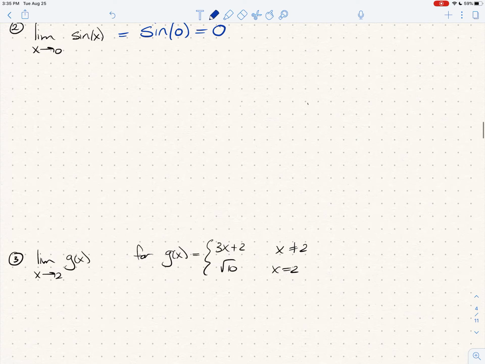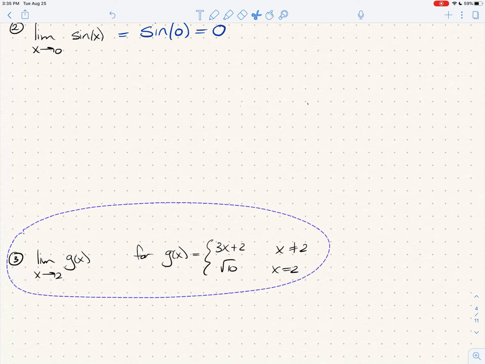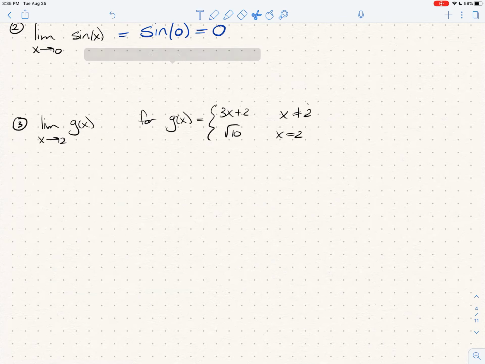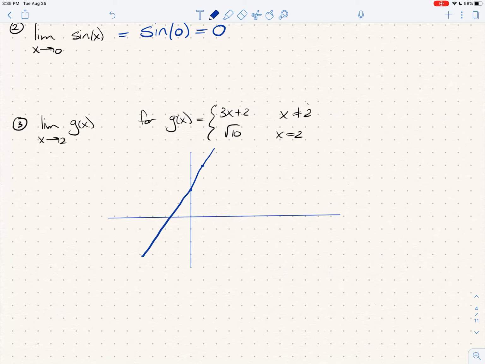And then finally, I wanted to do another example with you. Let me scoot this one up as well. So I want to take the limit as x goes to 2 of this function, and the function is piecewise defined. So let's see if we can sketch a picture of what's going on with this function to help us understand. So we'll begin by just sketching this part. So this is a line, 3x plus 2. So it has y-intercept 2 and slope 3. So out 1 and then up 3. And so I can go ahead and graph this guy.